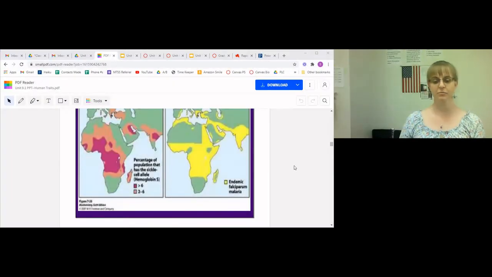Sickle cell disease is most common in people of African descent. You'll notice that the pink shows areas where the highest percent of the population has the sickle cell allele. Then look at the areas where malaria is most common as well. This is why this allele has persisted and continued to be passed on, even though it often causes death, because the people who have this allele are protected from malaria.